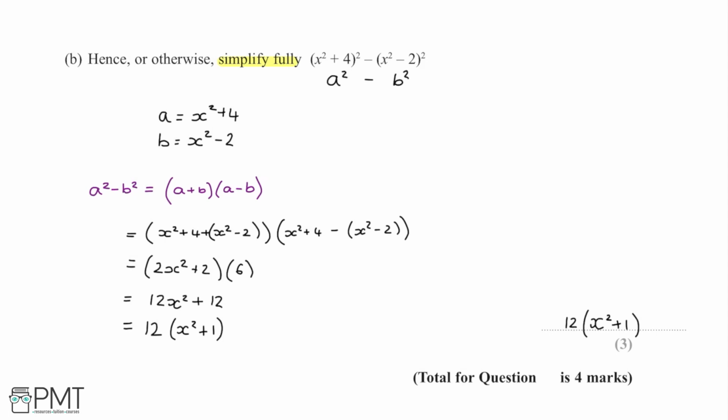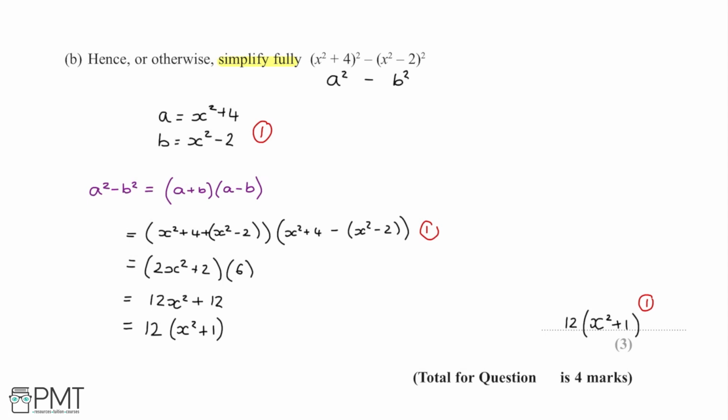So if I look back at how the marks were awarded here, the first mark would be for using a and b as these values that we've written out, so a is equal to x squared plus 4 and b is x squared minus 2. Then the second mark would be for using the a plus b, a minus b expansion and substituting in the values. And then the final mark is going to be for coming to the correct final answer of 12 lots of x squared plus 1.